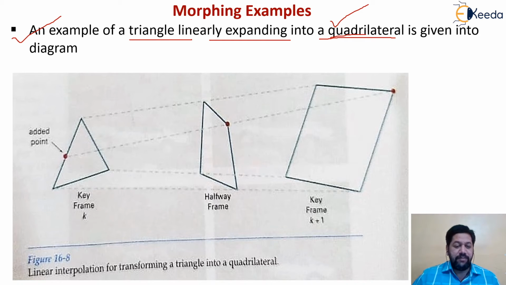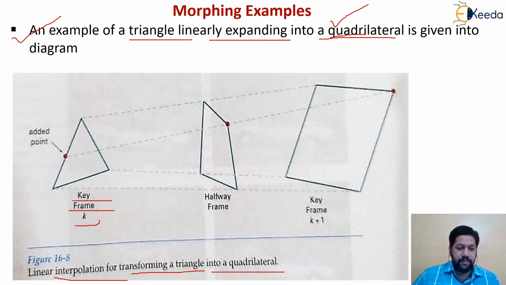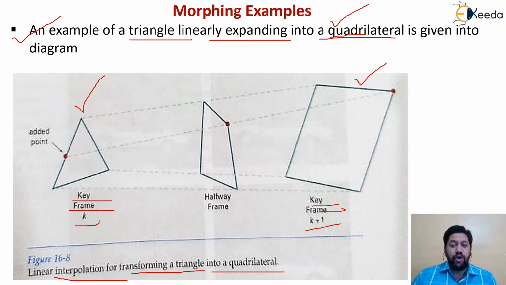Now you can find the same thing I have shown with the help of the diagram. This is a linear interpolation for transforming a line or the triangle. What I want to do is: my keyframe K is my triangle. Getting me? In the morphing process, this is my original object, the triangle, or the keyframe K, and it is converted into keyframe K plus 1. It is converted into a quad, meaning 4 points. Here I have only 3 edges or 3 vertices, connected to 4, and it is similar to the shape of a rectangle, or maybe a square.